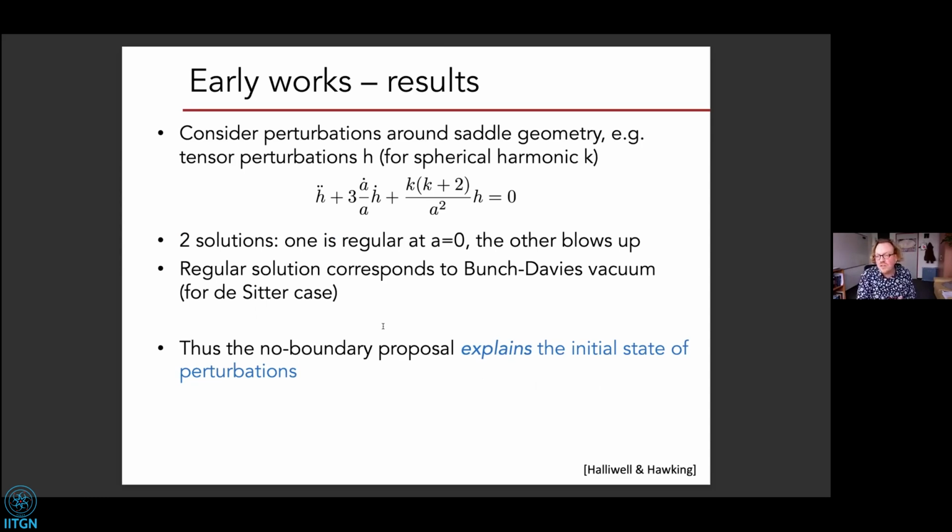There's another nice feature of the no boundary case, which you see when you start adding perturbations. If you add perturbations, for instance gravitational wave perturbations, little h, you can solve now on this no boundary background geometry. And it turns out that there are two solutions. One is regular at a equals 0, where the instanton shrinks to 0 size, and another one becomes infinite there. So you are forced to choose the regular solution. And the nice thing is that this regular solution is the Bunch-Davies vacuum for these perturbations. So you automatically get, as a byproduct of the no boundary wave function, an explanation for why the perturbations started in the Bunch-Davies state. You don't need a separate explanation for this.